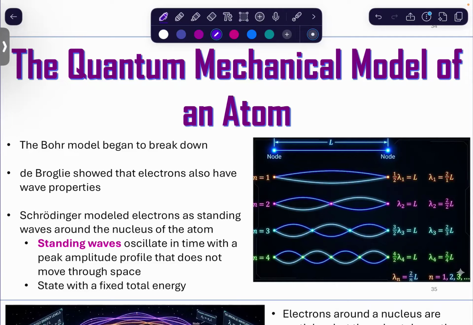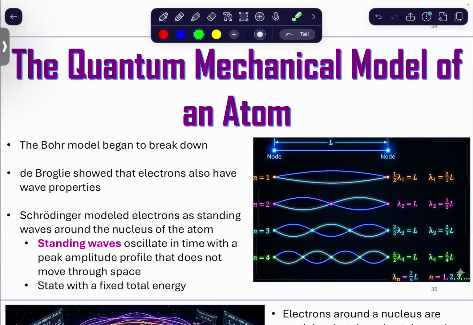So he started looking at them as standing waves, which oscillate in time, but the peak amplitude profile does not move through space. What does that mean? If you look here, n equals 1, this wave is going to go up and down and up and down, but this peak and trough here is going to stay right where it's at. Same here. This is going to vibrate up and down, and you get this seeming wave, but this peak will always remain here, and it's going to oscillate into the trough, back up to the peak, and so on, and the same thing is going to happen over here. Same for all of them. That's what we mean by a standing wave.